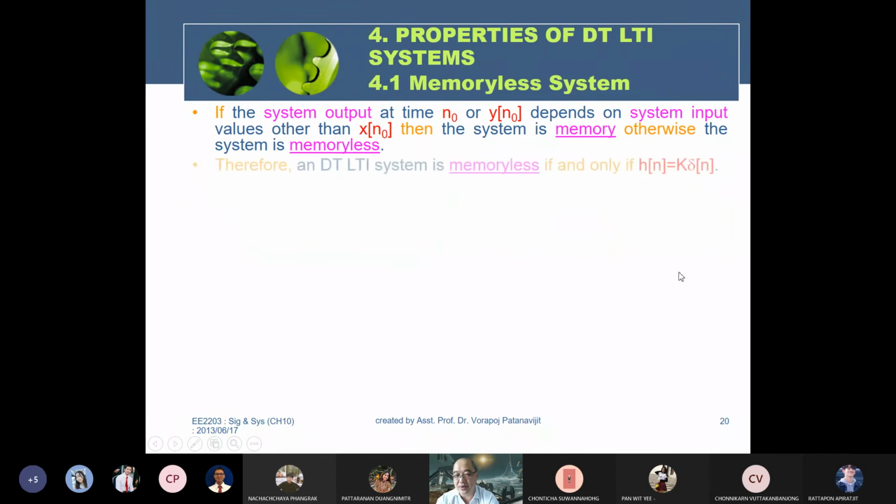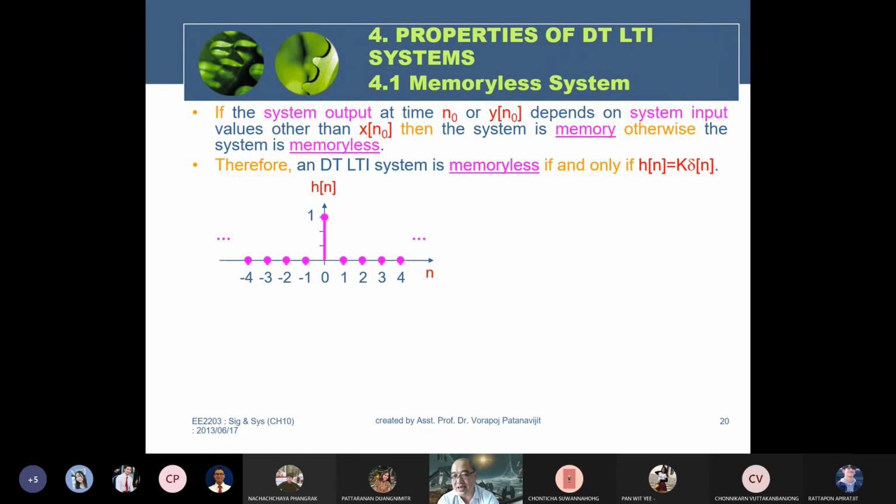The idea is the same as in continuous time. First, you can check whether the system has memory or not by analyzing the impulse response of the system. If the system output at time n0, y[n0], depends on system input values other than x[n0], or a time-shifted version of the input, then the system has memory. Otherwise, the system is memoryless.